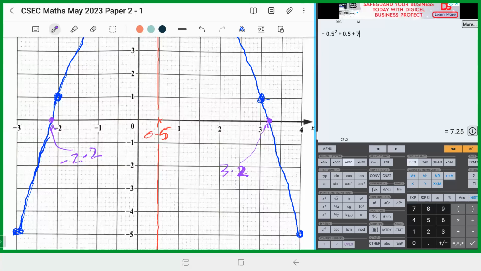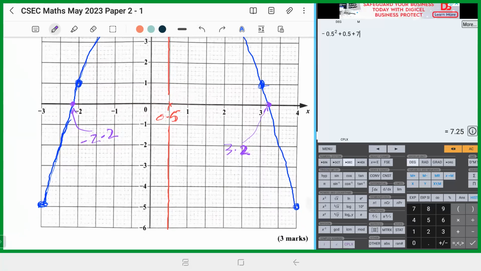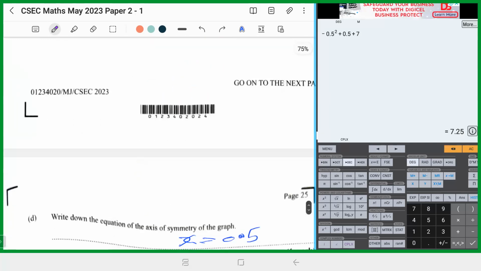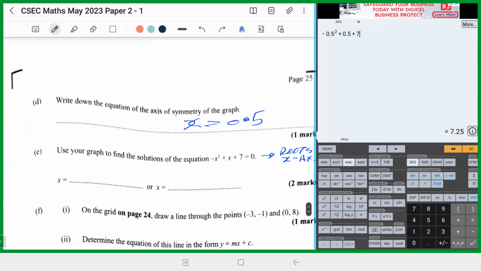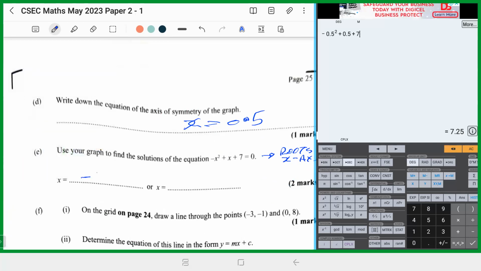All right? So I'm going to write those down. The question said use the graph, and by putting these marks on the graph and leaving them there, that is showing the examiner how I used the graph. So it's negative 2.2. Put the smaller one first. This is negative 2.2, and the larger one is 3.2.